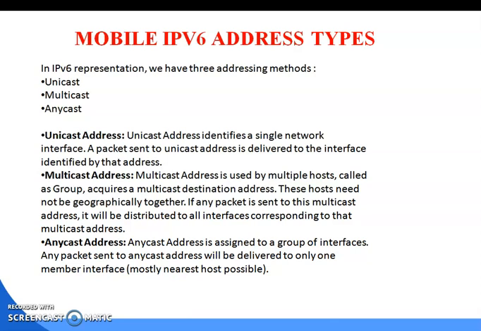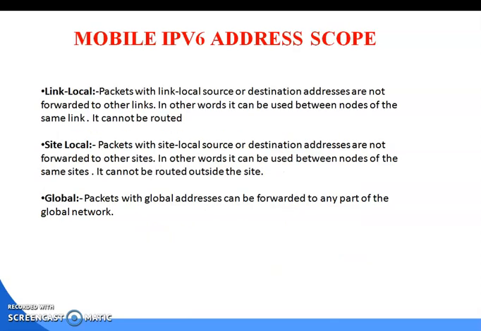A multicast address is used by multiple hosts, called a group, which acquires a multicast destination address, and these hosts need not be geographically together. If any packet is sent to this multicast address, it will be distributed to all interfaces corresponding to that multicast address. An anycast address is assigned to a group of interfaces. Any packet sent to an anycast address will be delivered to only one member interface. So these are the unicast, multicast, and anycast addresses.